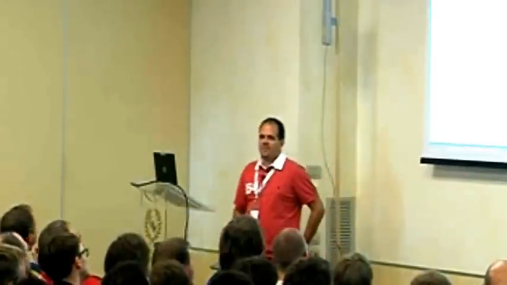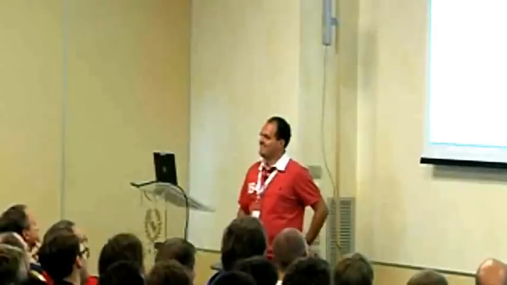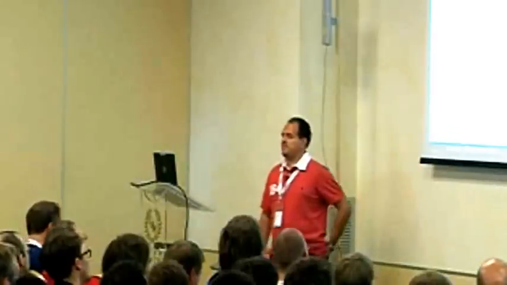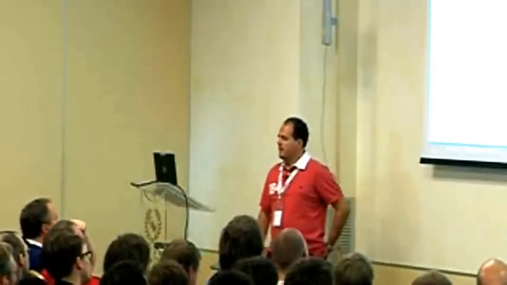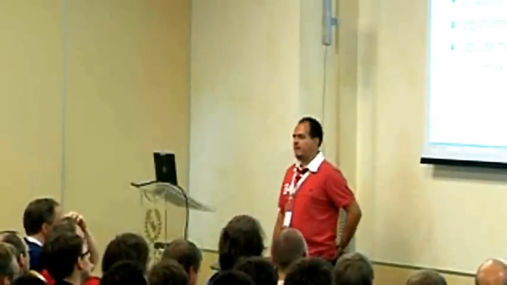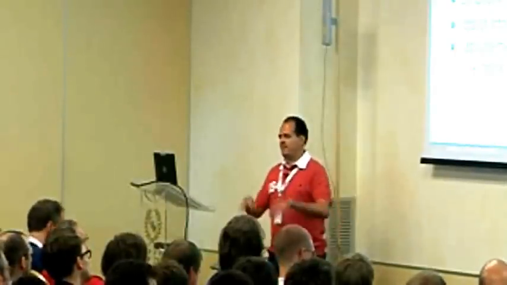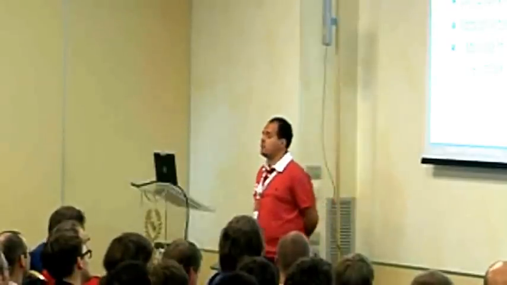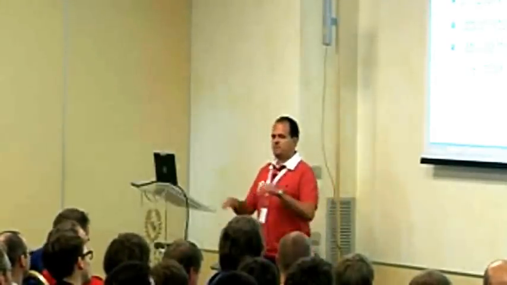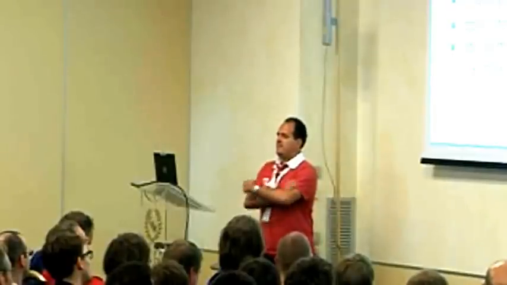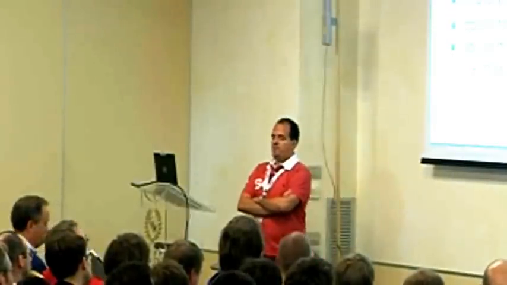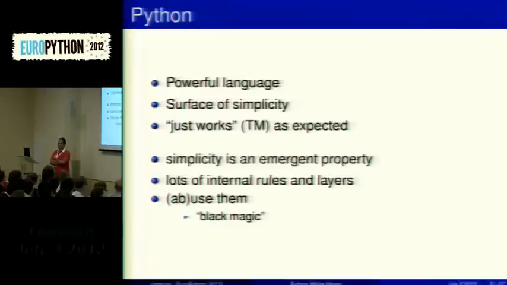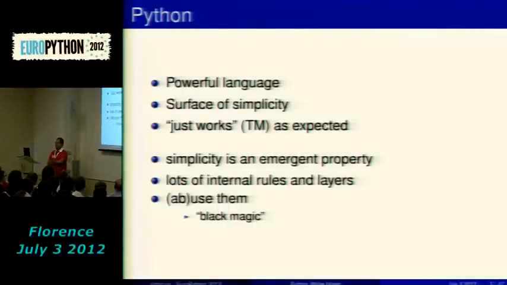What is Python? Well, I suppose you already know something about it. It's a powerful language. It has a surface of simplicity. Everything seems to just work as expected. However, if you look at the internals of the language, you can see that simplicity is an emergent property of a lot of internal rules. There are a lot of special cases, layers and layers, and if you know how things actually work behind the hood, we can use or abuse them to fit our needs.